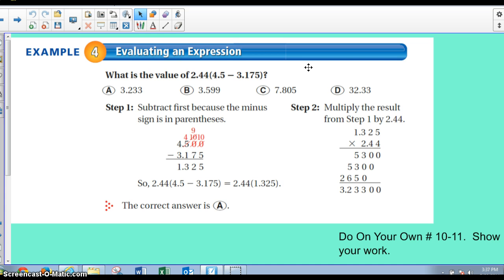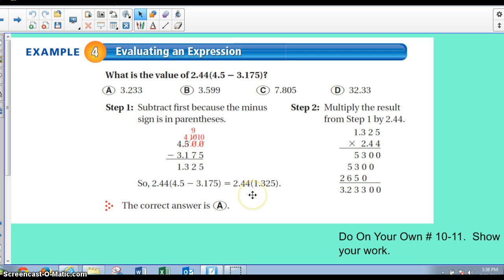Step 1. Subtract first because the minus sign is in the parentheses. Okay? So look at your parentheses. And you have to do that first. Though subtraction is lower on PEMDAS, the parentheses have to be done first. Your new problem then would be 1.325, which is the subtraction of the two numbers in the parentheses right here. And then you'd have 2.44 times 1.325.